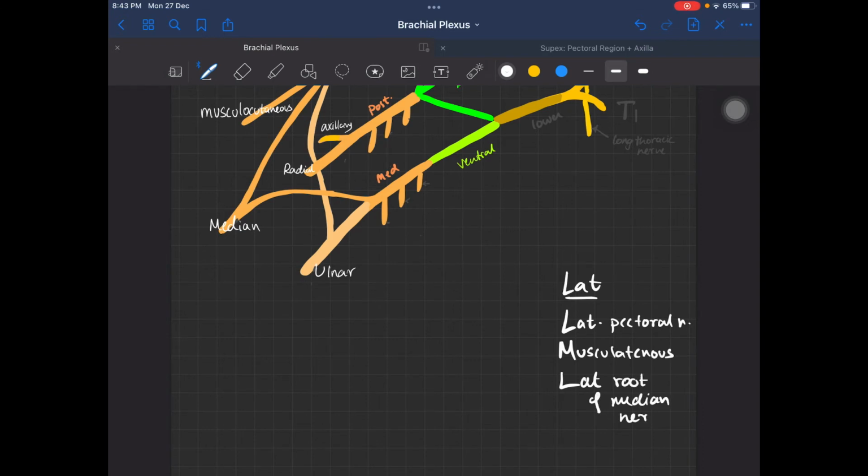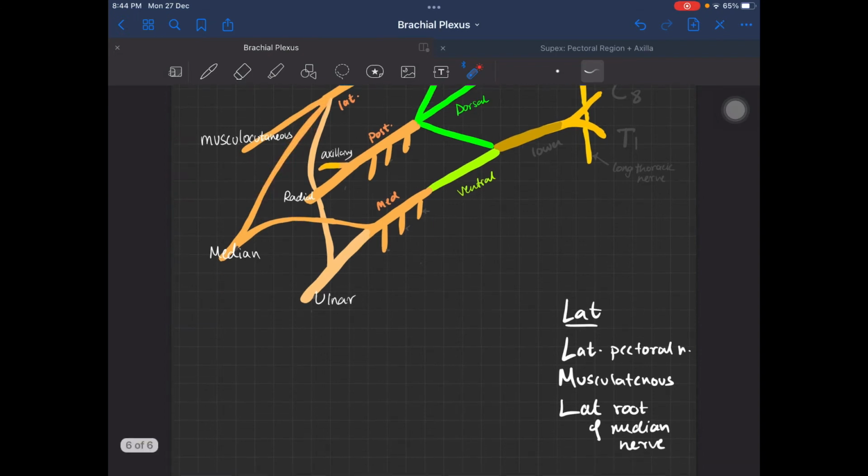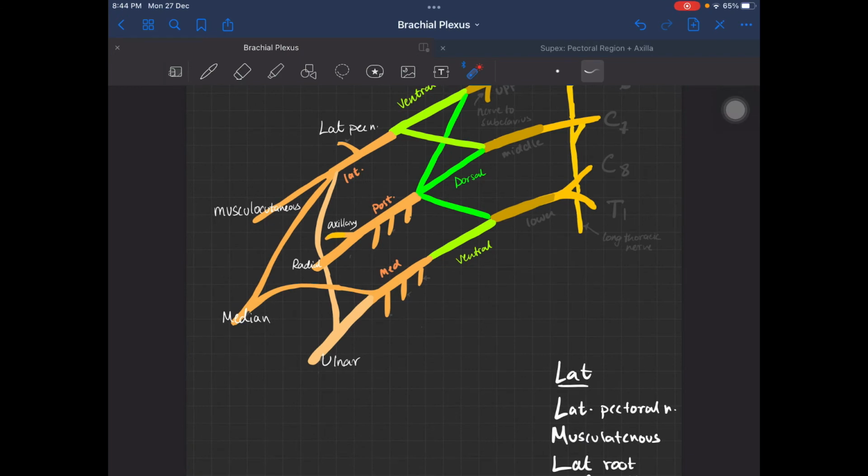As I said previously, the median nerve has 2 roots, the lateral root and the medial root, which converge to form the median nerve proper. So this nerve is the lateral root of the median nerve. So we are done with the lateral cord. Now let's come to the posterior cord.